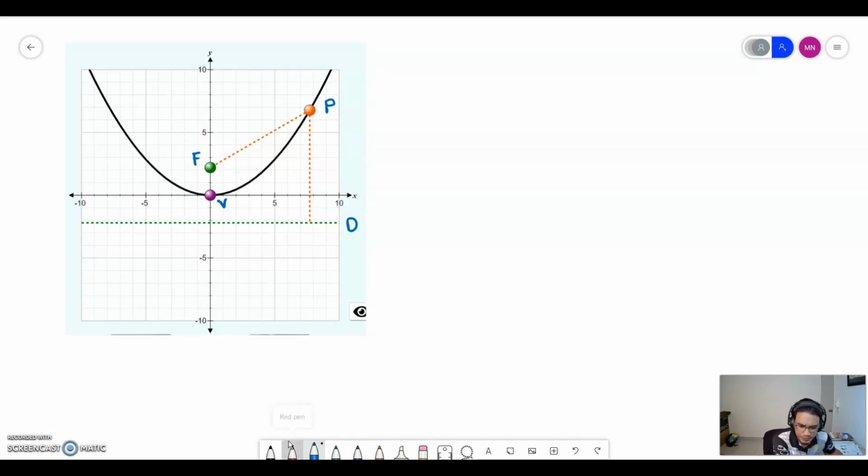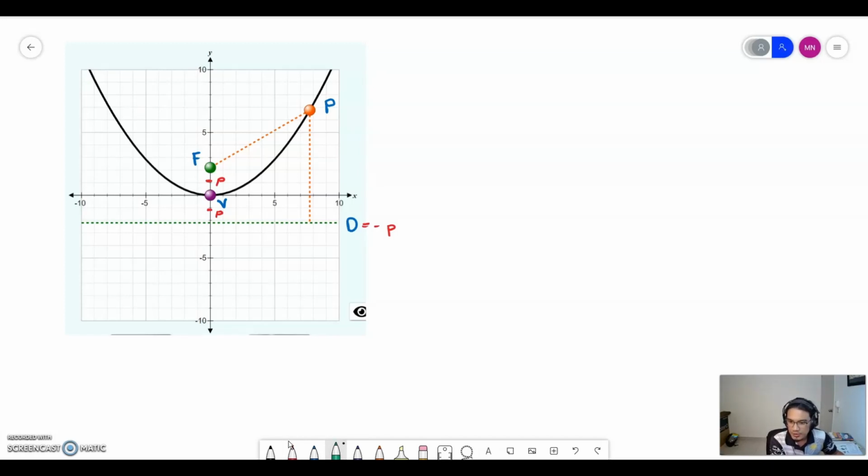Since we already know that the distance from the focus to the vertex is the same as the distance from the vertex to the directrix, labeled as lowercase p, and since this parabola's vertex is positioned at the origin of the plane, at the point (0, 0), the line of the directrix will be equal to negative p.